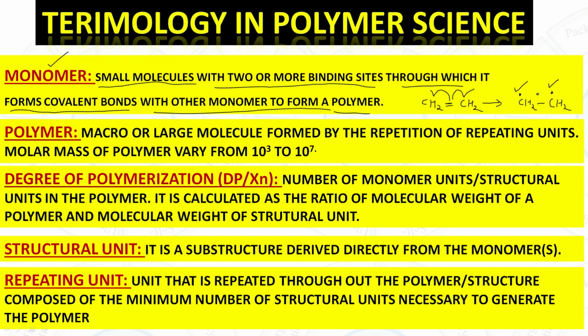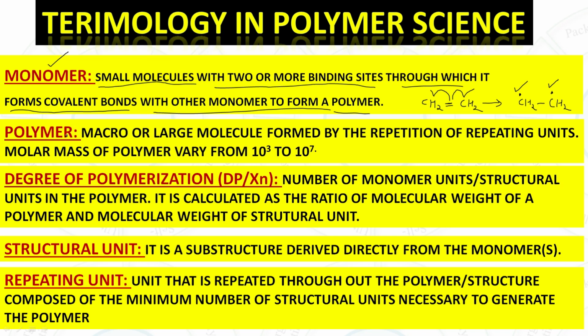It must have at least the functionality of two. It must be bifunctional. That means two functional groups or two reactive sites must be there in a small molecule in order to act as a monomer, right? More than two binding sites or reactive sites can also be there in the monomer, but it must be bifunctional in order to act as the monomer, right?